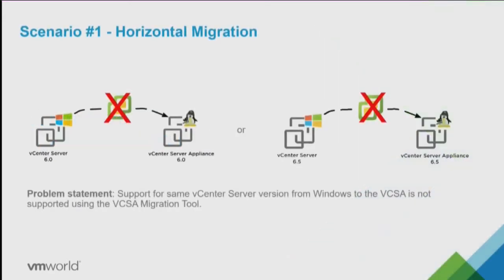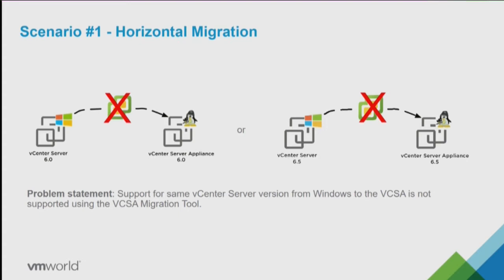So the first scenario that we're going to be covering is something that we're referring to as horizontal migration. The official VCSA migration tool today does two things. It performs a migration changing from a Windows-based platform over to the vCenter Server appliance. And then after that, we also perform an upgrade. So if you're going from a 5.5 environment to a 6.0, we're not only changing the Windows to appliance platform, but we're also performing an upgrade.